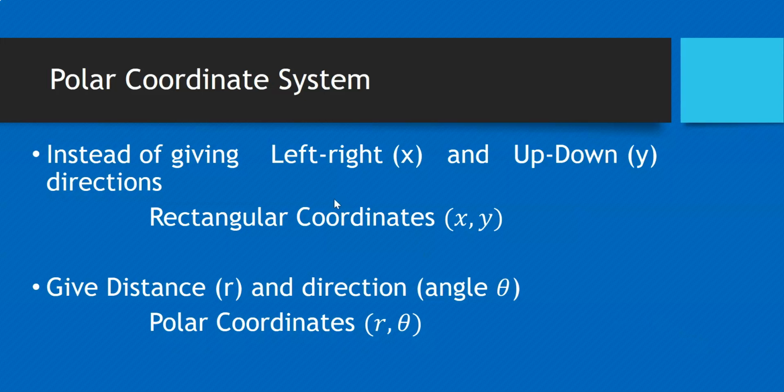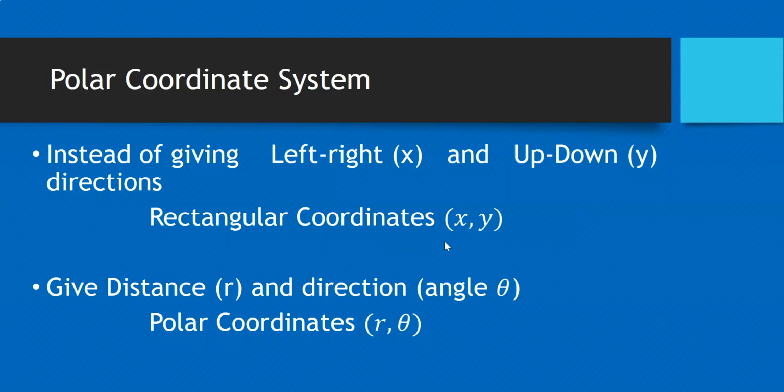Now, instead of giving us the left, right, up, down directions for getting to various points, that's what rectangular coordinates do. They give you an X and a Y. If you think about rectangular coordinates, it's telling you how far left or right you have to go. That's what the X value is doing. And it tells you how far up and down you have to go to reach that point. That's what the Y value is doing.